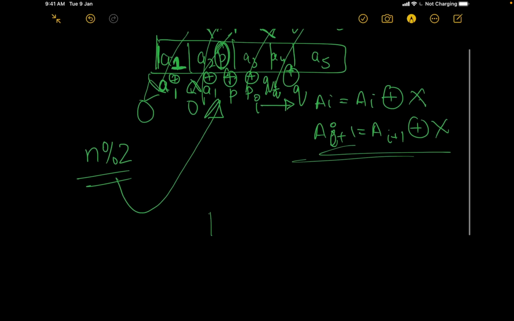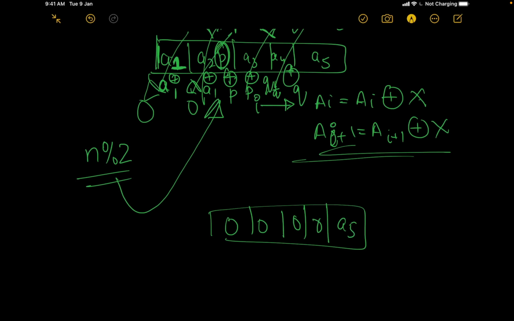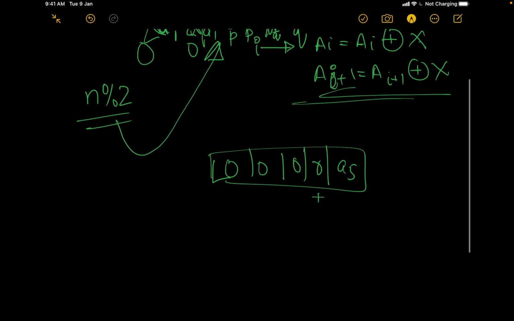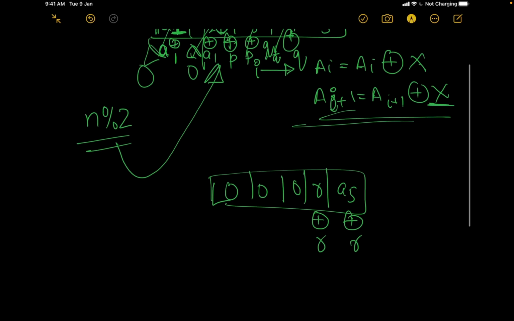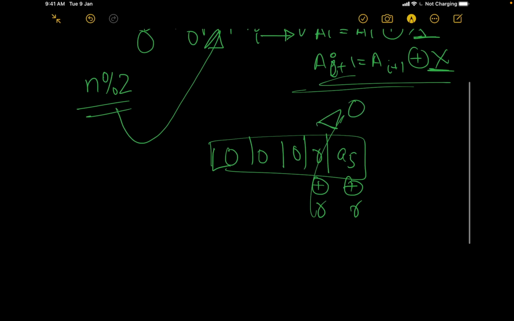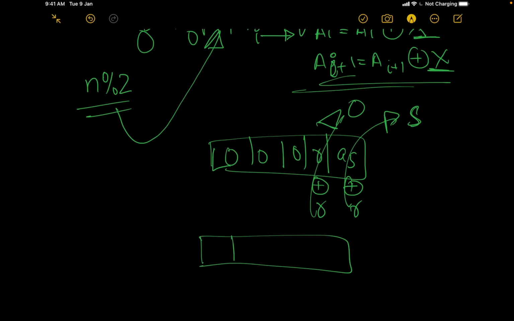Now let me draw it again, it's getting clumsy over there. So 0, 0, 0, and then you have R and the last element. Now I can again XOR with R, and I have to XOR the next one with R as well, because the x needs to be XORed to all the consecutive indexes. So this becomes 0 and the next becomes any value, let's say s. So the final array I'm having is 0, 0, 0, 0... and s.